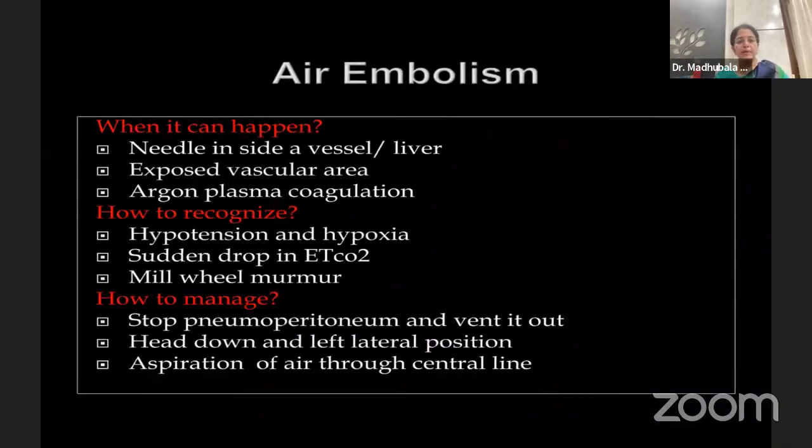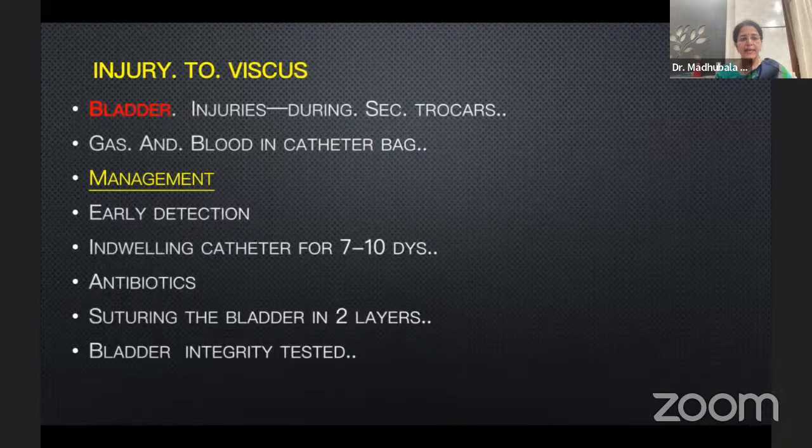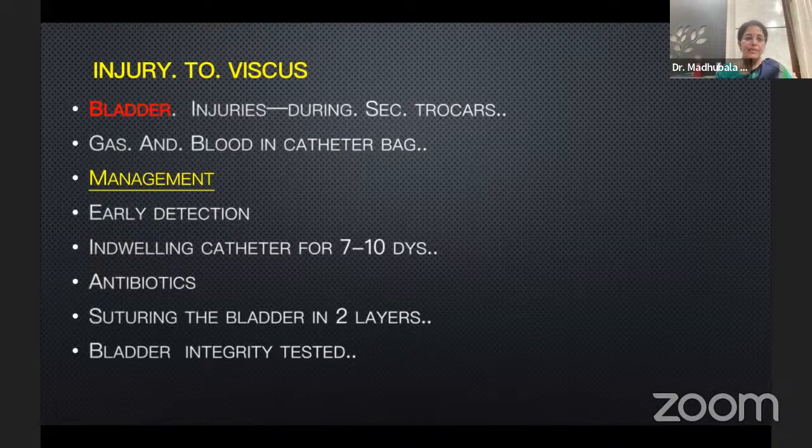So next one is air embolism. Dr. Niranjan has talked in detail. This is because of a needle within a vessel or a liver, or an exposed vascular area, or because of argon plasma coagulation. It is recognized with hypotension and hypoxia, a sudden drop in EtCO2, and a mill wheel murmur is heard. And how to manage? We have to stop the pneumoperitoneum, vent it out, put the patient in head down and left lateral position, and a central line is inserted so that we can aspirate the air. Bladder injuries can happen during the secondary trocars and should be dealt with accordingly. Again, a stalwart will be talking about this later.